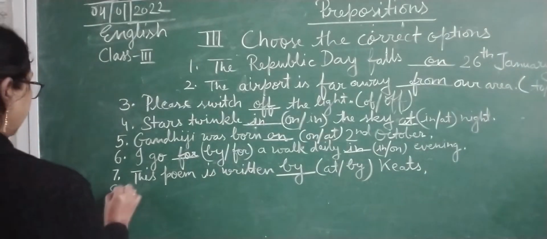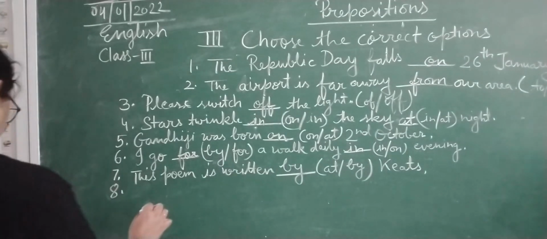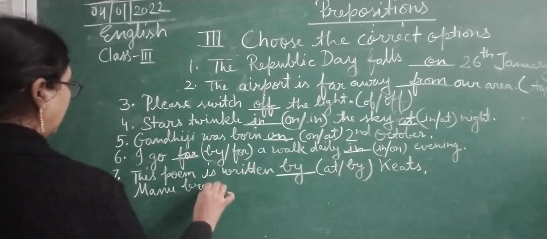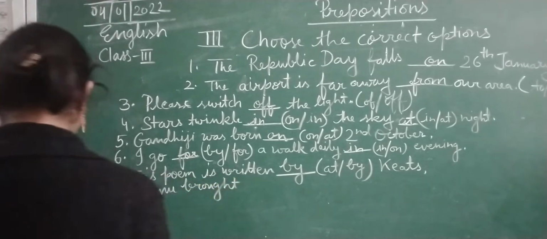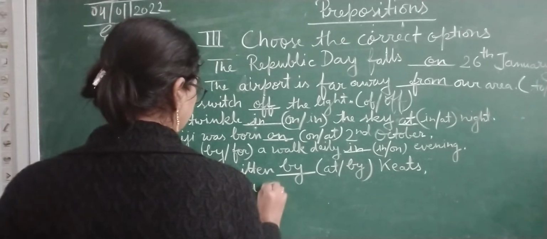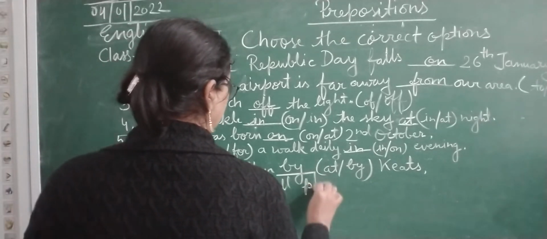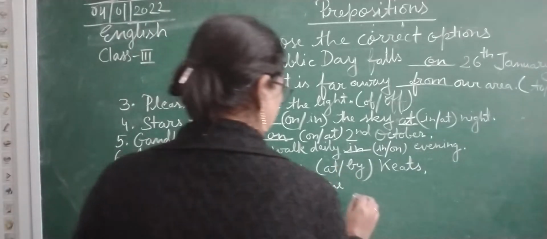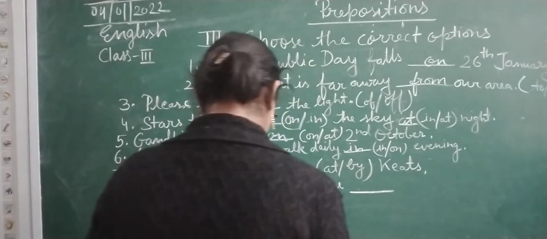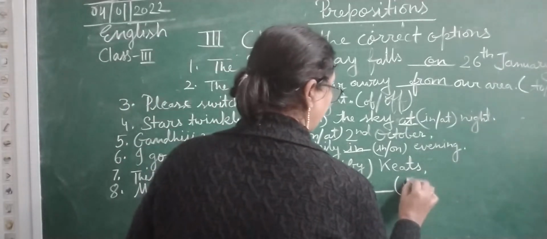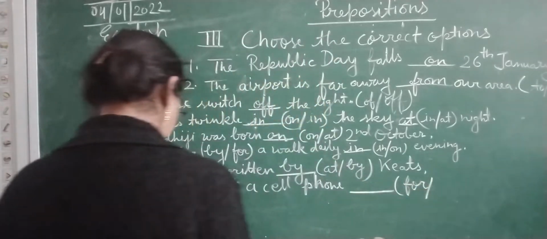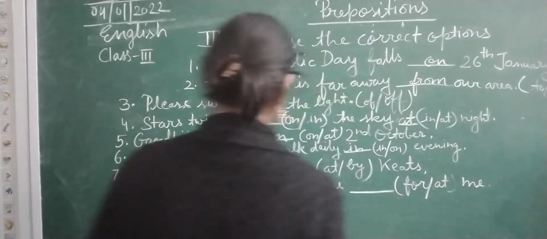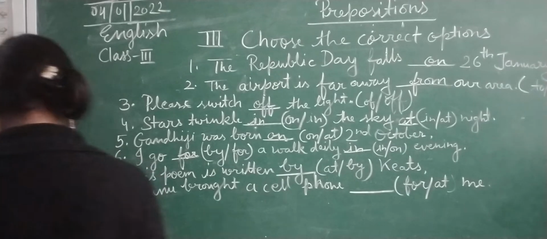I will write 8 number over here. Manu brought a cell phone dash for or at me. Okay, now 9 number.